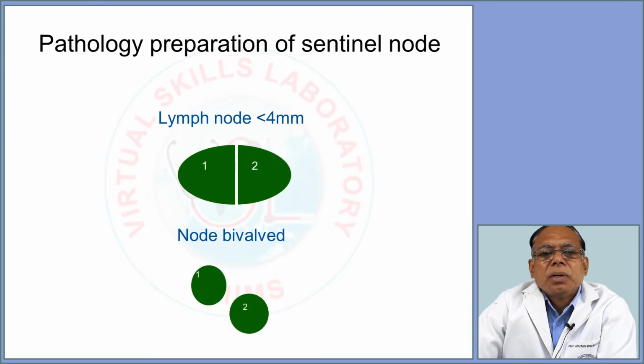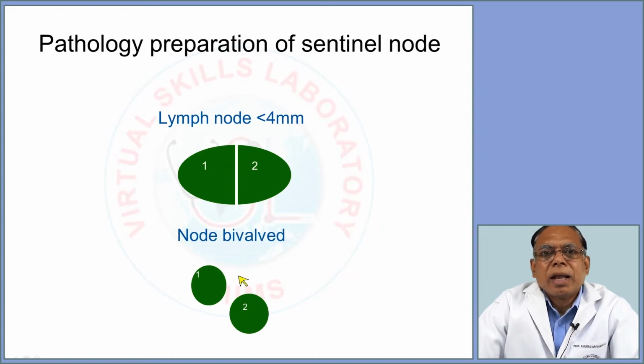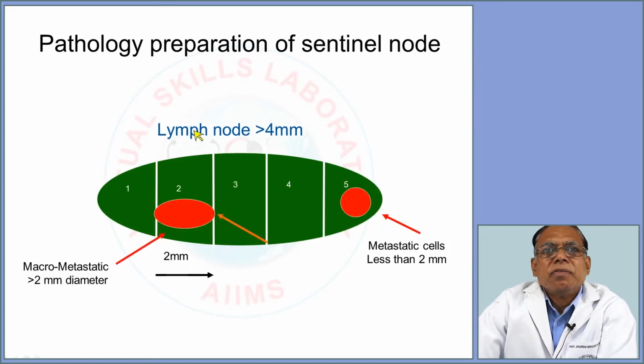We should learn how a pathologist in his laboratory evaluates these sentinel nodes. So this will be based on the size of the node involved. If the node measures less than 5 millimeter in size, very tiny small node, then they will just bisect it and make it into 2 halves, and then both halves will be evaluated by histological evaluation. If the node measures more than 4 millimeter in its longest dimension, then we'll make slices of 2 millimeter each. So this is a 2 millimeter slice, and such slices will be made.